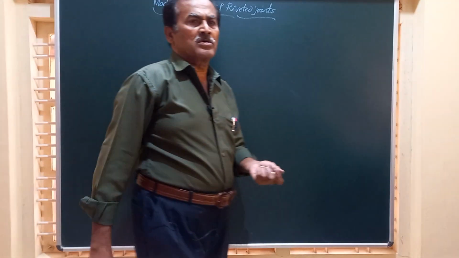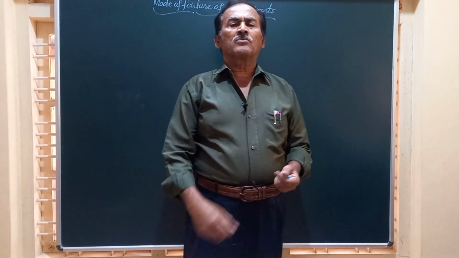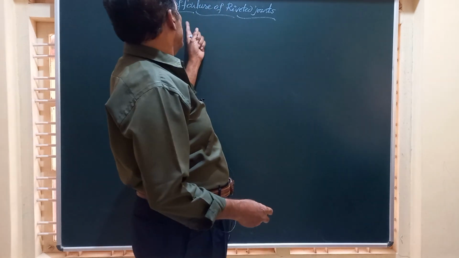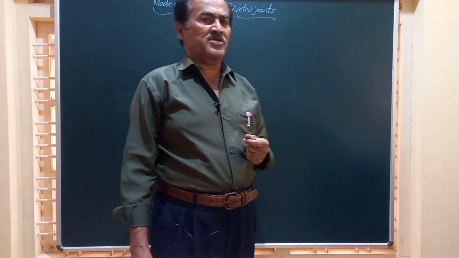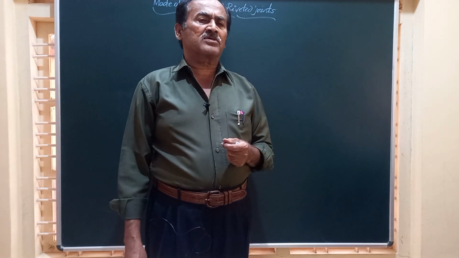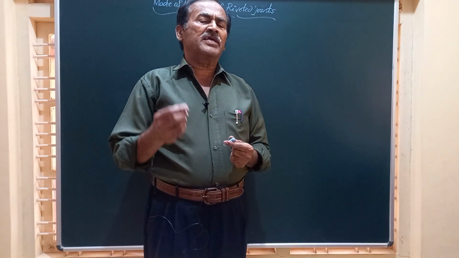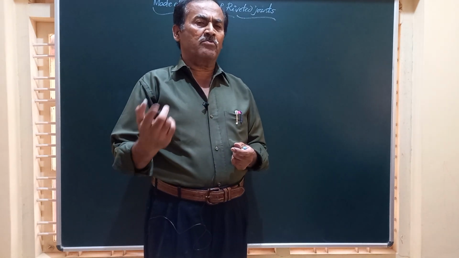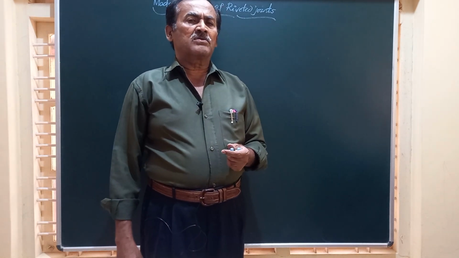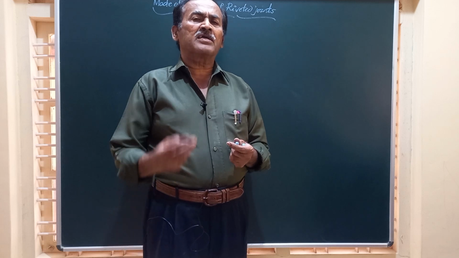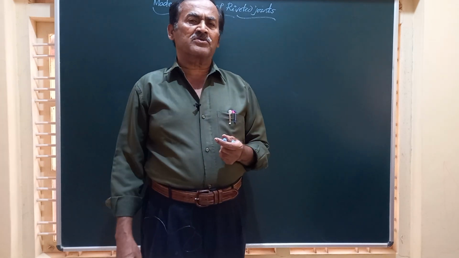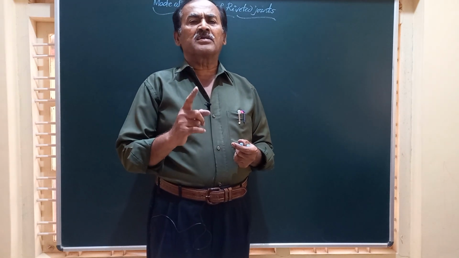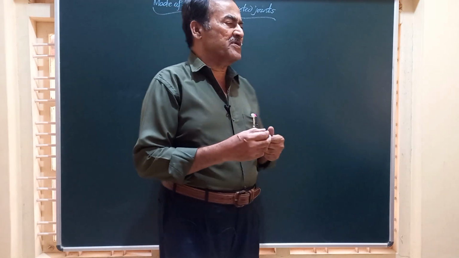Hello friends, in this video we are going to learn how to find the mode of failure of riveted joints. Friends, you know very well, any of these riveted joints, either a lap joint or a butt joint, fails by three types of failures. That is, one is by the tearing of the plate between the holes.